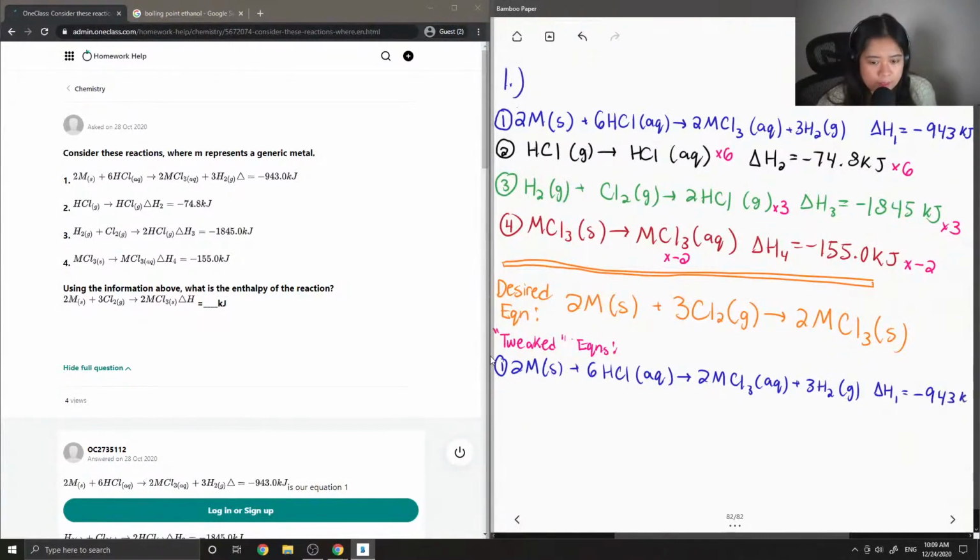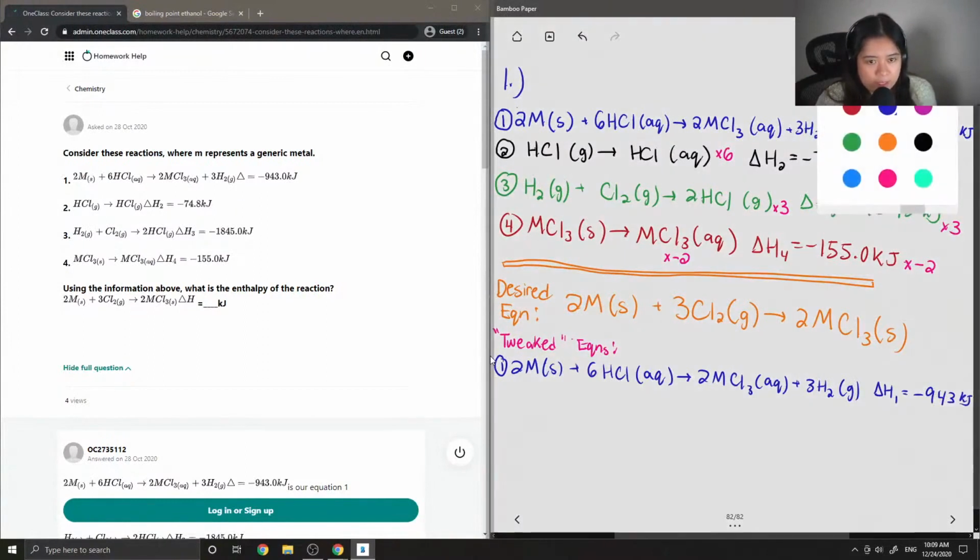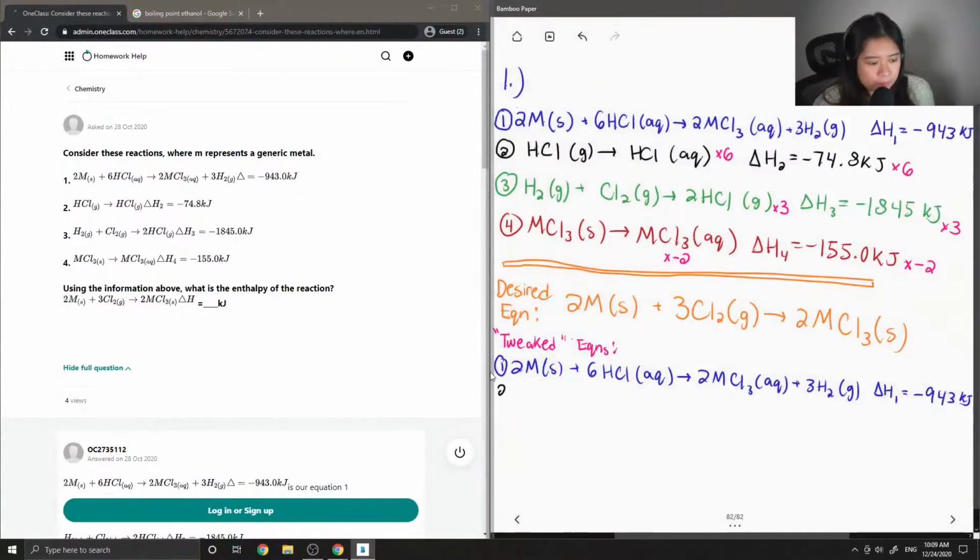So again, we didn't have to change our first reaction at all. But for the tweaked second reaction, we had to multiply by 6. So now we have 6 HCl makes 6 HCl aqueous. And our new delta H2 value was multiplied by 6 as well. I'll do all the math later, but for now, I'll just show what the reactions look like.